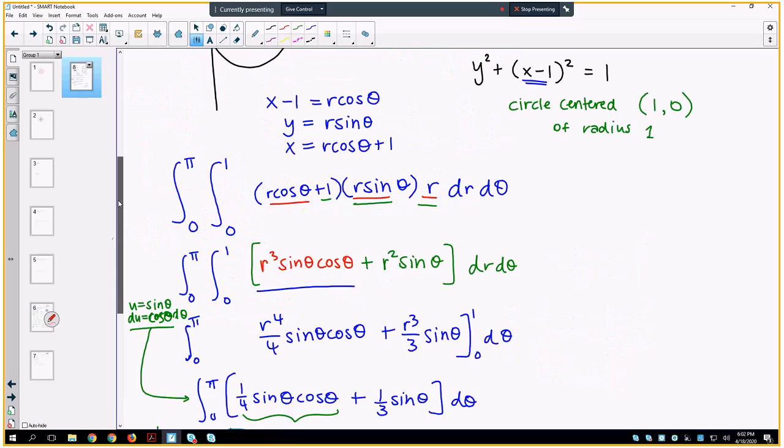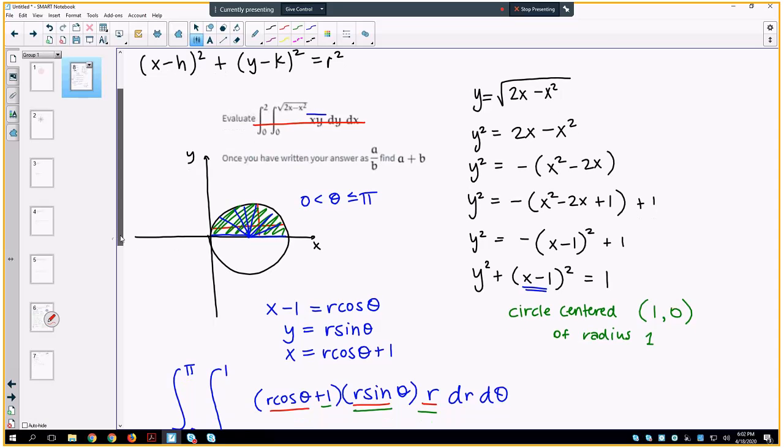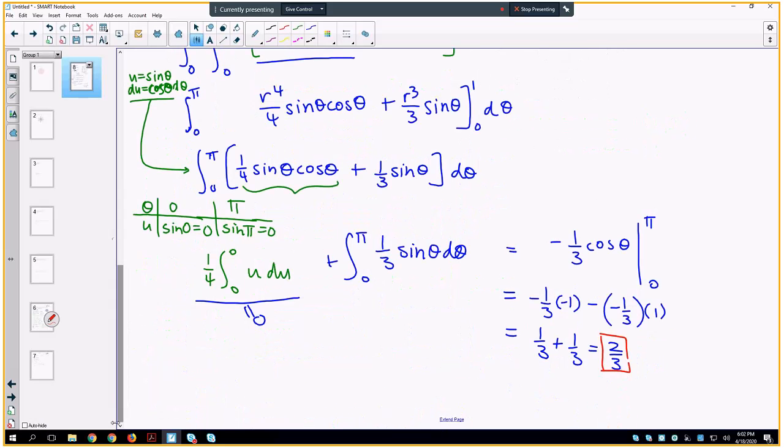I'm going to look back up and see the instructions for the problem. Once you've written your answer as a fraction, find a plus b. So I'm going to say if a is equal to 2 and b is equal to 3, then a plus b is 5. And I can answer the question that way.